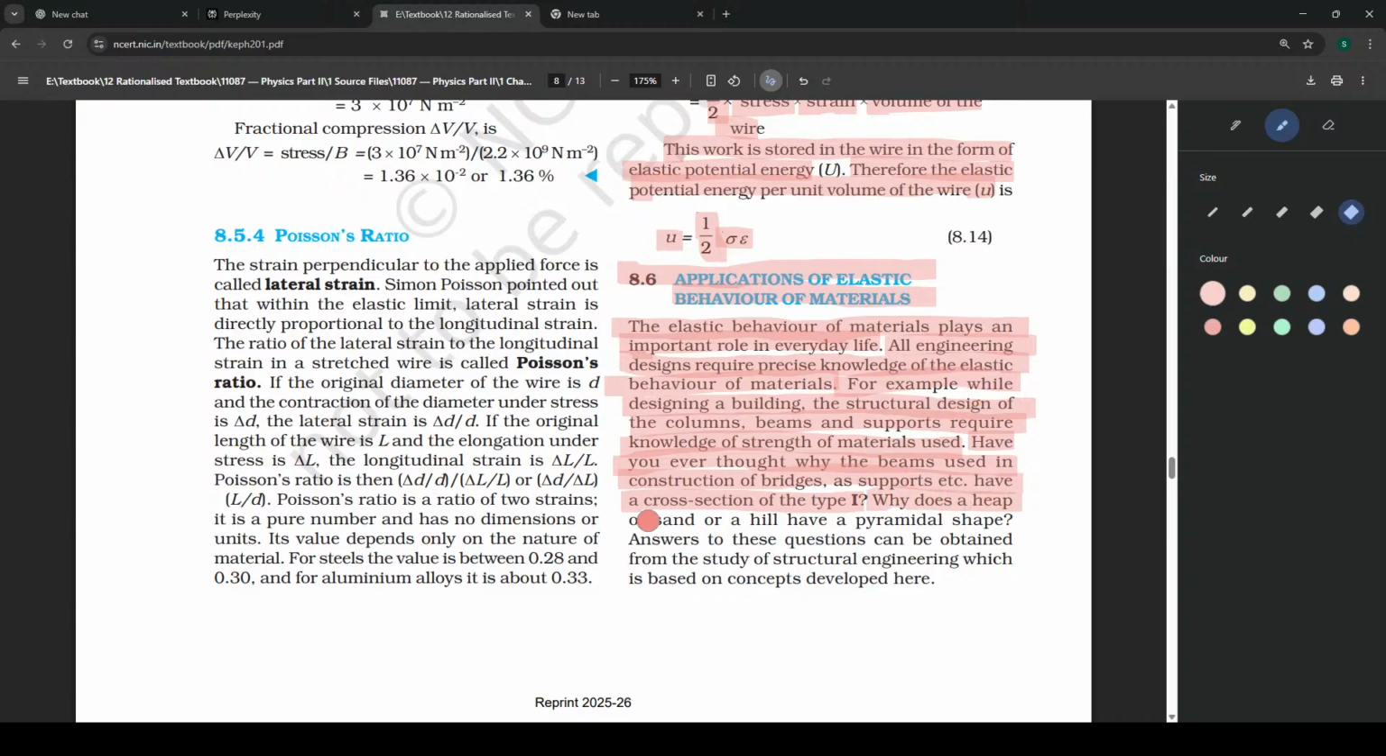Why does a heap of sand or a hill have a pyramid shape? Answers to these questions can be obtained from the study of structural engineering, which is based on concepts developed here.